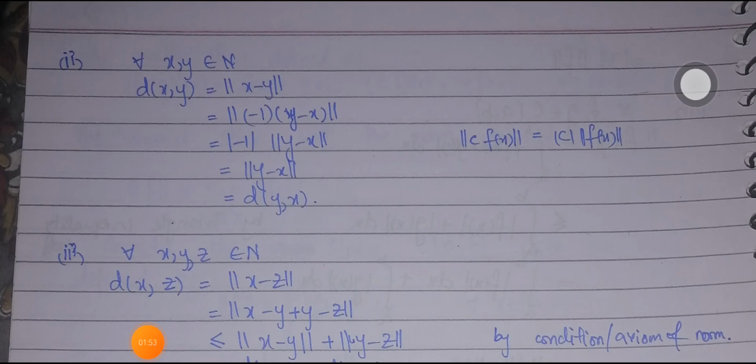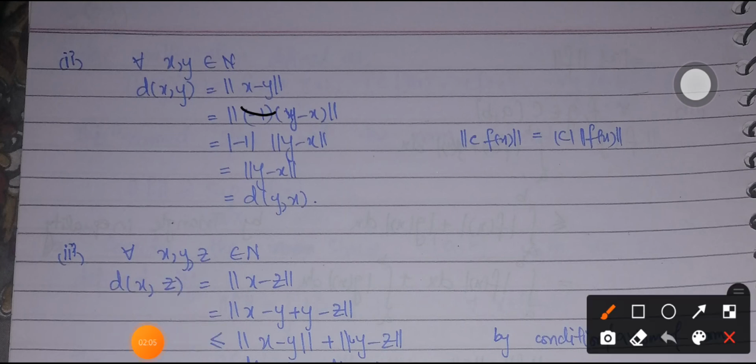Now here we have the second one, that for all x, y belonging to N, d of x,y will be equal to norm of x minus y. Basically it is for the symmetric property. So what we are going to do is take minus 1 common: minus 1 into y minus x. Here we can apply the property of norm, that we can take out the modulus of the scalar multiplication and the norm will be as it is. So it will be equal to mod of minus 1 into norm of y minus x, which is equal to norm of y minus x, which is equal to d of y,x. Hence the symmetric property is also verified over here.